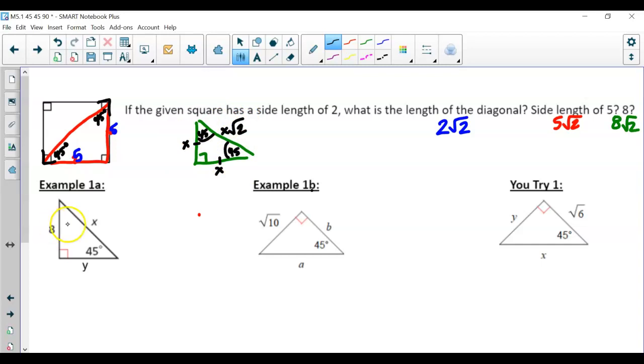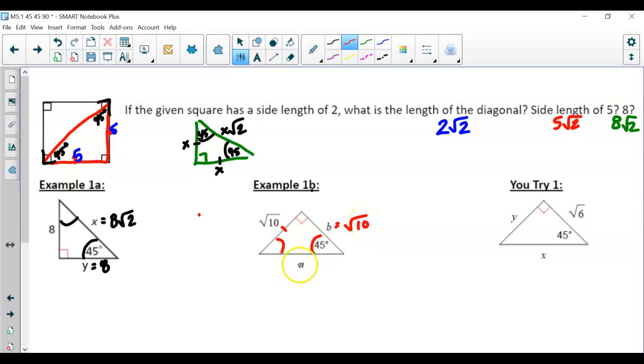So like here, if I wanted to know what's the value of x and y. Now notice we have our 45, 45, 90. So if one side is 8, then that means y is also 8, meaning x is equal to 8 radical 2. Now here, notice we have a radical. So here, well, this is a 45, 45, right? So if this side is radical 10, then b is equal to radical 10.